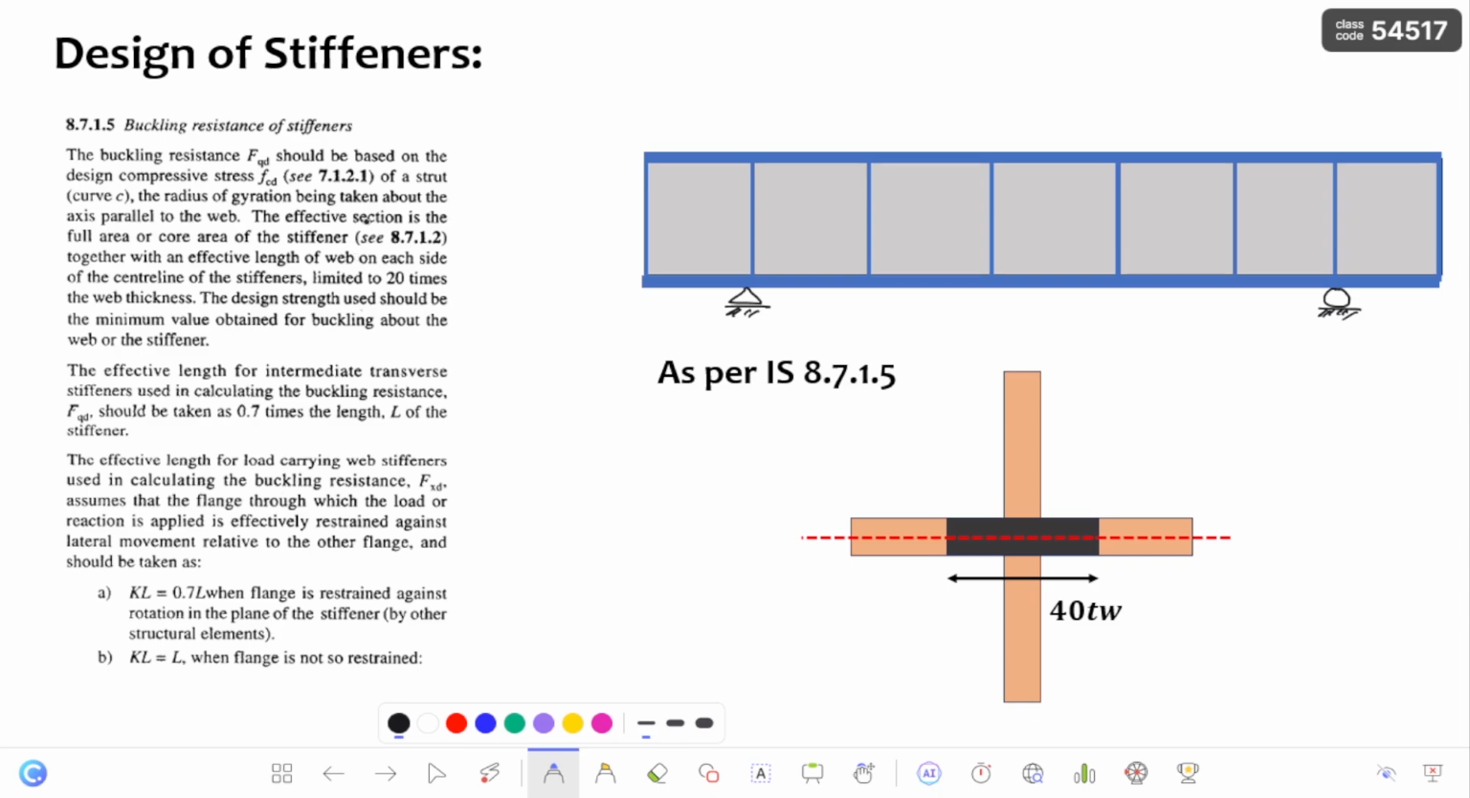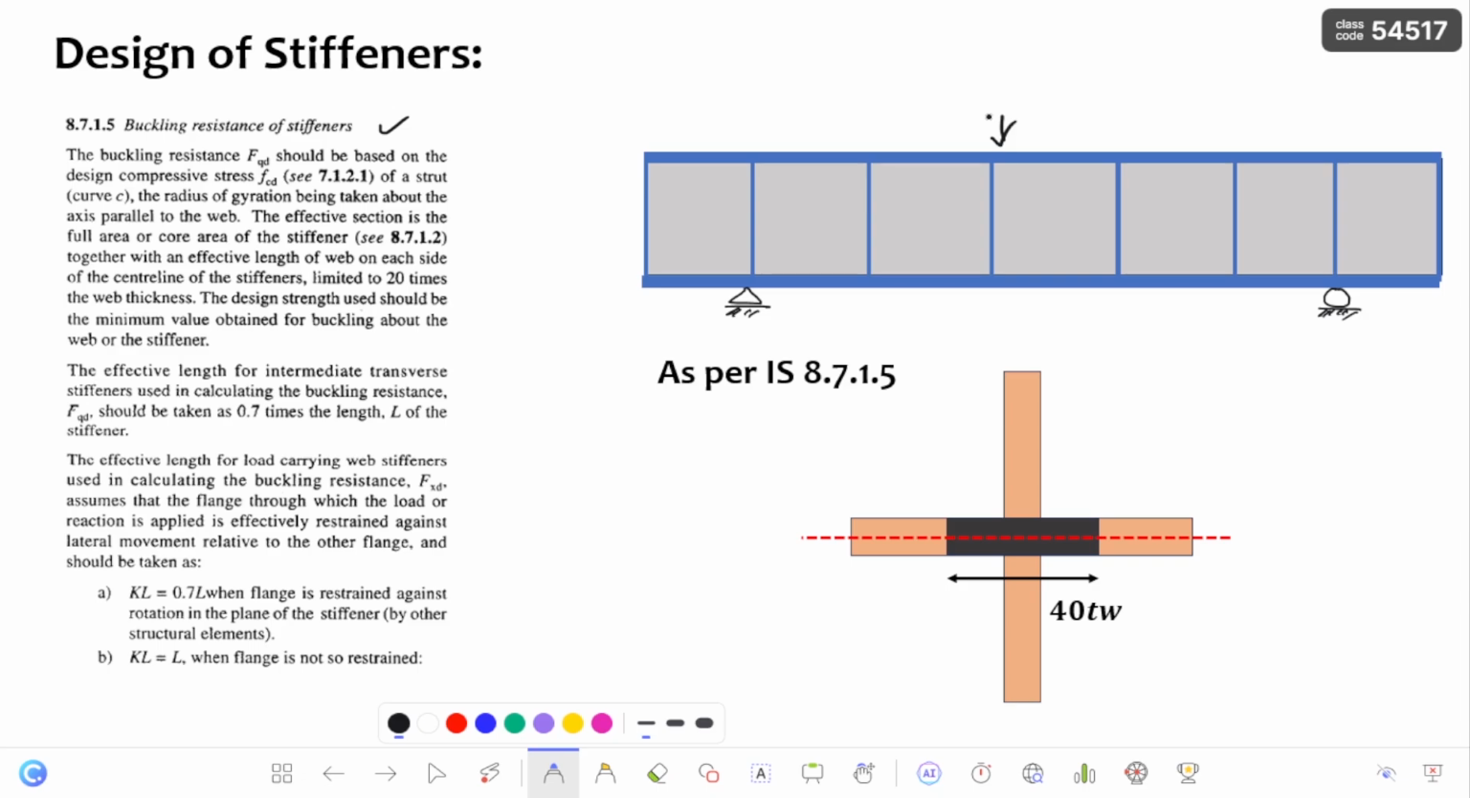Now coming to the first CODAL provision, that is buckling resistance of stiffeners. It is very important to check the stiffener for buckling at concentrated loads, because at high concentrated loads, it may be at the supports or it may be in between the span. At concentrated loads, these stiffeners are prone to buckling. So it is very important to check those stiffeners for buckling.